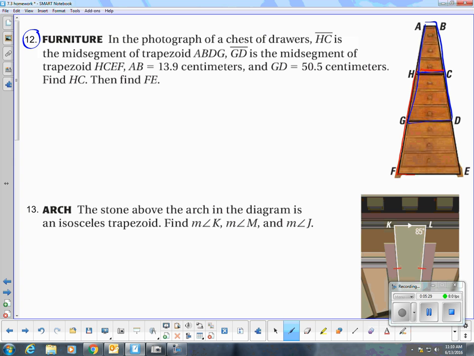trapezoid HCEF. AB is equal to 13.9. And GD is 50.5.